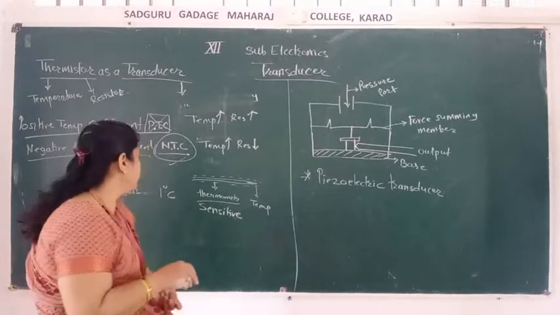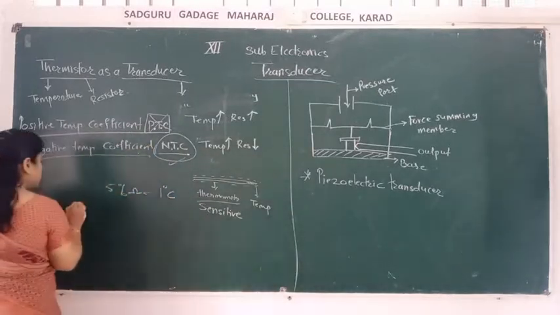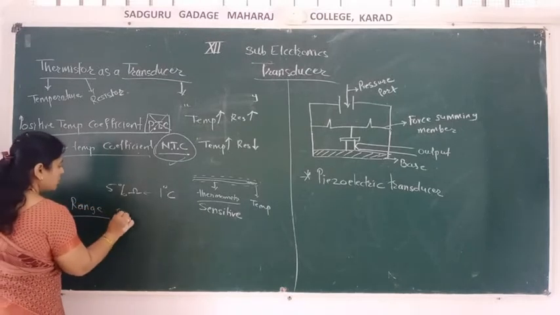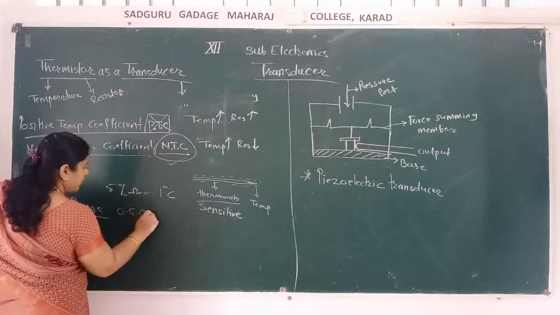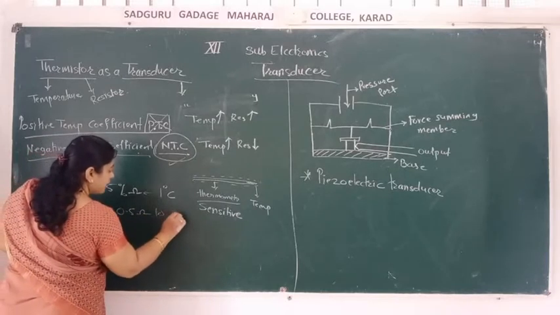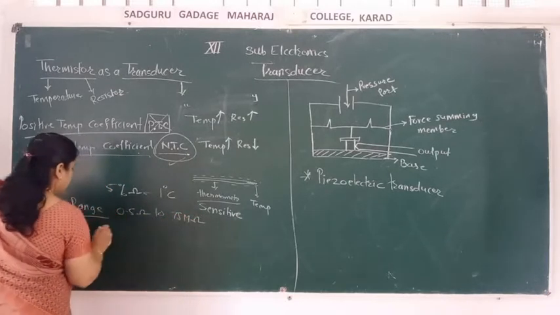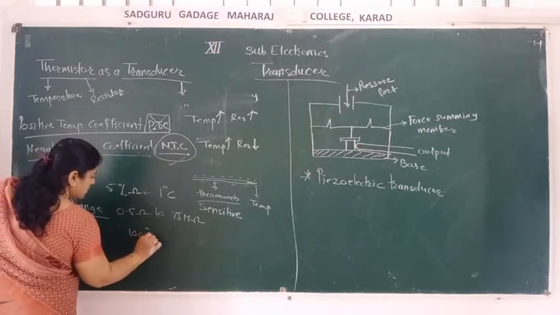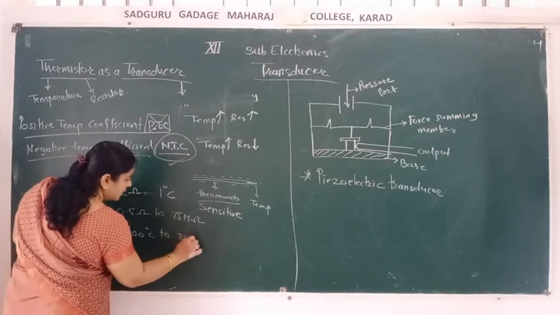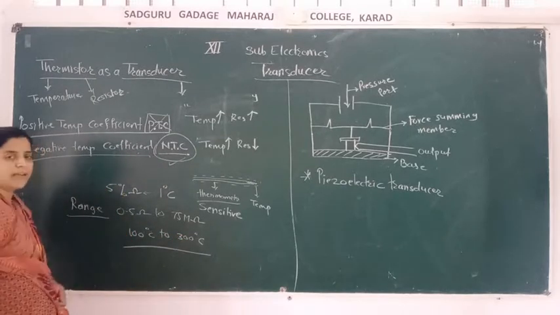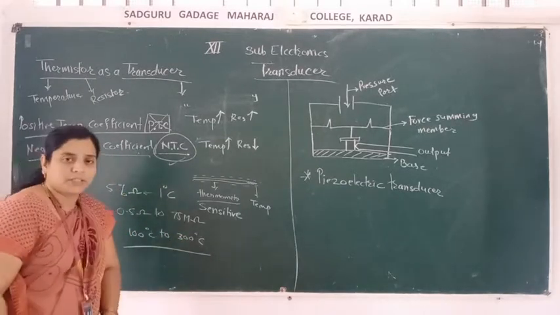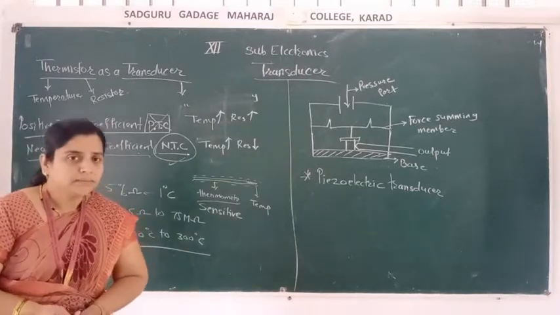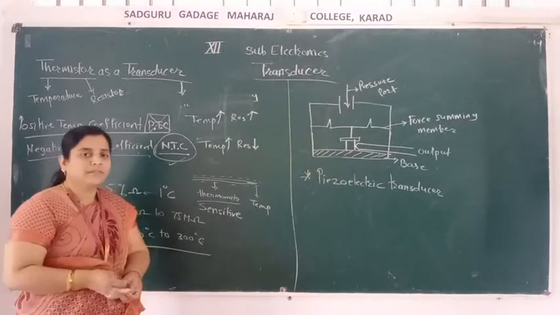The range of that resistance is about 0.5 ohm to 75 megaohm, and the range of the temperature is about 100 degrees Celsius to 300 degrees Celsius that you can measure with the thermistor. This thermistor is of 3 types.